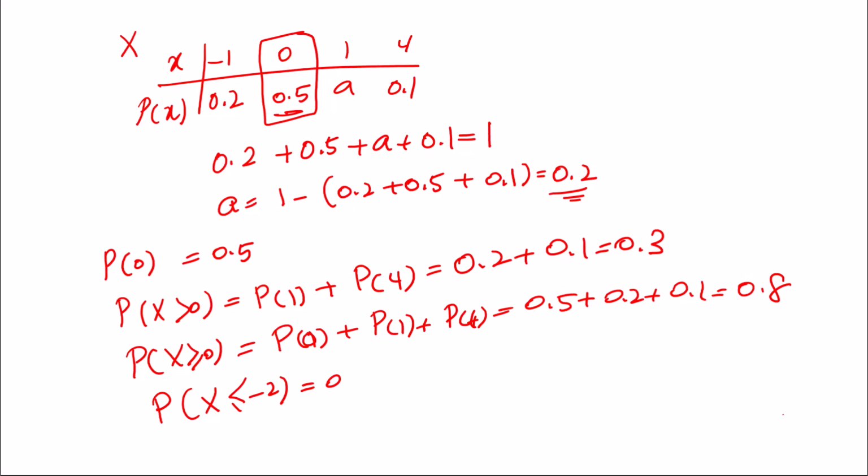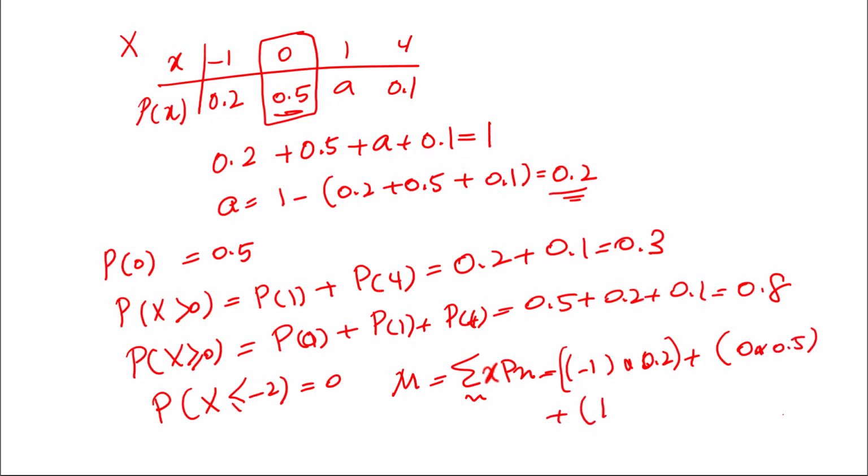The mean of x, right? So mu is equal to the sum of x p of x, which is equal to -1 multiplied by 0.2 plus 0 multiplied by 0.5 plus 1 multiplied by 0.2 plus 4 multiplied by 0.1, which will give us 0.4, right?